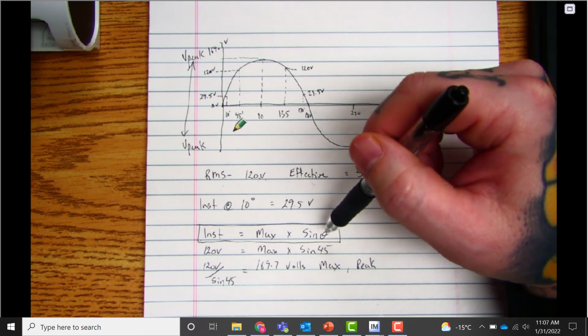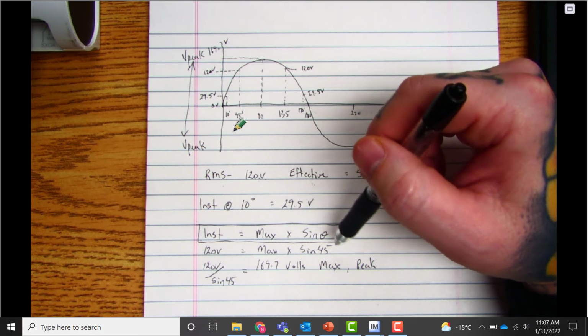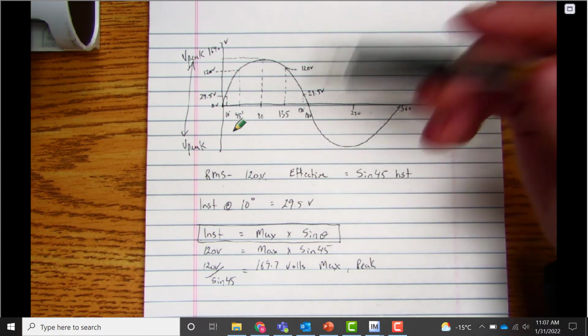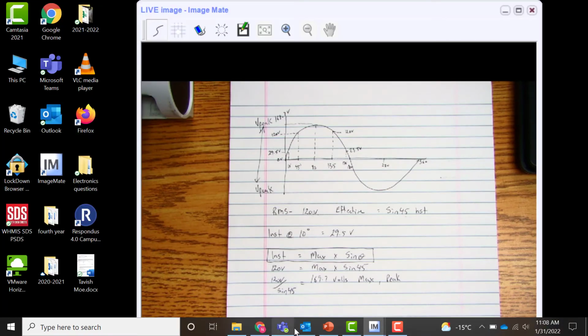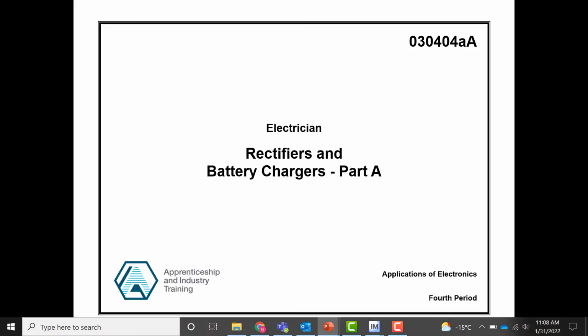That's why I use it the most, because all I have to do then is remember that RMS is at the sine of 45, and I can just remember this formula, and I'll get everything right. So I'll just switch back to my PowerPoint here and continue on. Again, this is kind of what these are showing. Here's my current. This is using current instead of voltage, but it's the same deal.